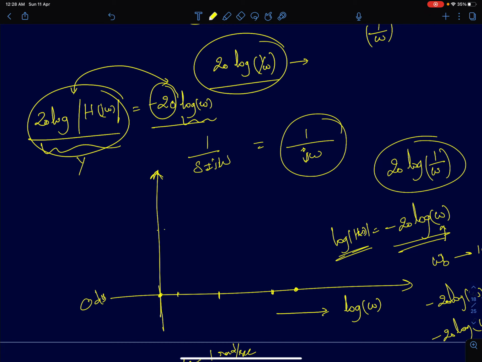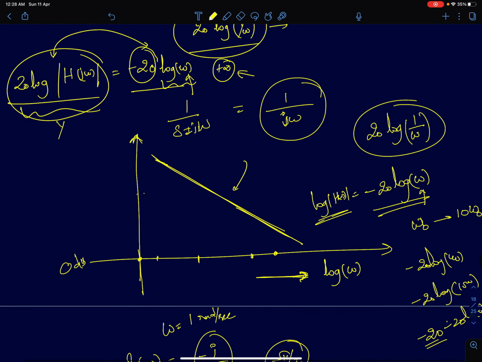Now, since I have taken log of omega, to express the slope properly, I'll draw this line. It's going to look like a linear line. Since the slope is negative, it's going to be like this. When omega is 0, log of 0 will be minus infinity, so this function will become plus infinity, which I have not shown in the graph. And at omega equal to 1, it will reach the 0 decibel line. It will cross the 0 decibel line when omega equals 1.